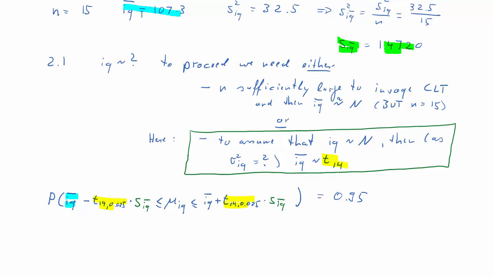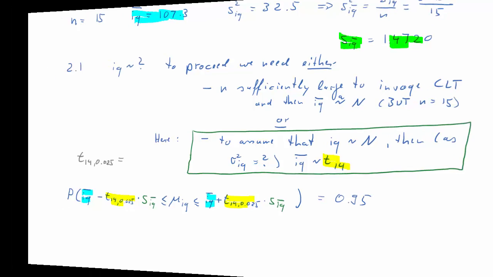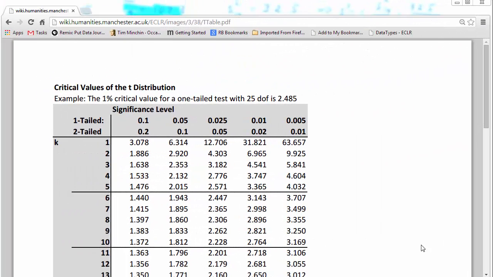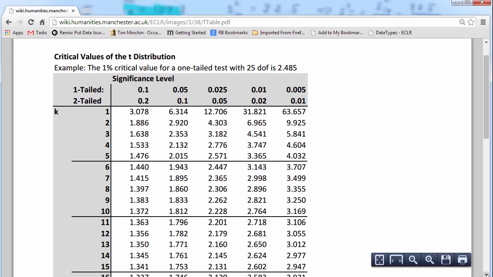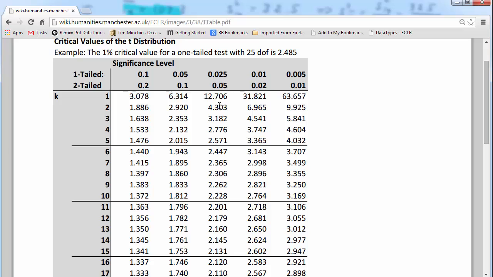So we know IQ bar, that was 107.3. We know the standard deviation, that was 1.4720. So the only thing that we are left with now is the value from the t-distribution that cuts off 2.5% of the probability in either tail. Okay, and we have 14 degrees of freedom, 15 minus 1. So we go to 14 and 0.025, so that is 2.145.